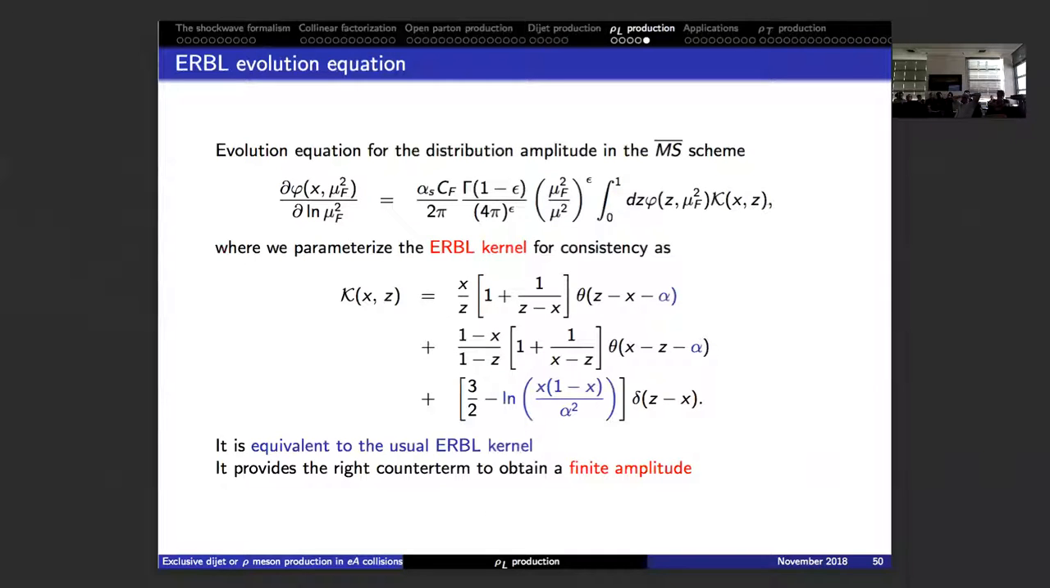In our renormalization scheme, we wanted to be consistent, so we still derived the ERBL evolution equation with our cutoff plus transverse dimension regularization, and you can show that this kernel acting on the test function is exactly the same as the usual plus prescription ERBL kernel. So even though we have a weird regularization scheme, in that case the ERBL kernel is exactly the same. Why weird? It's not weird, but again, I'm breaking rotational invariance.